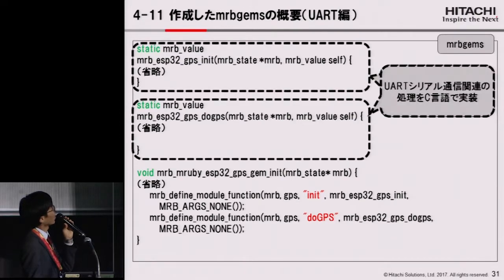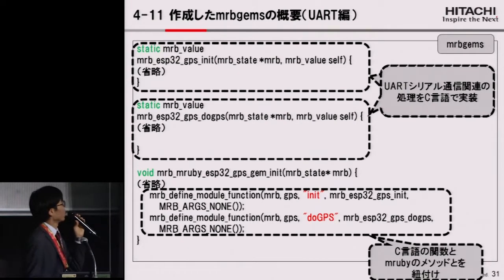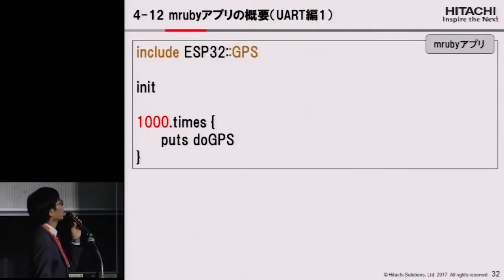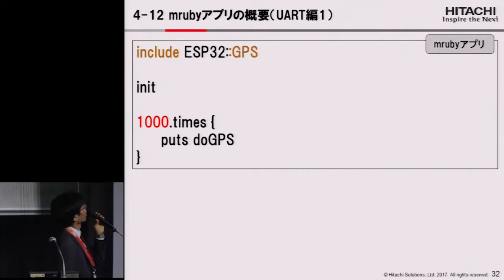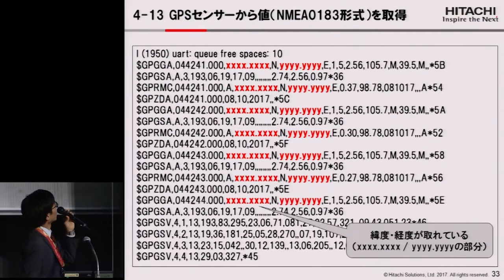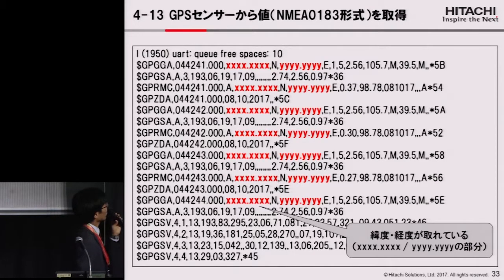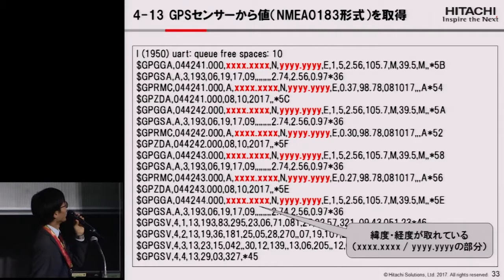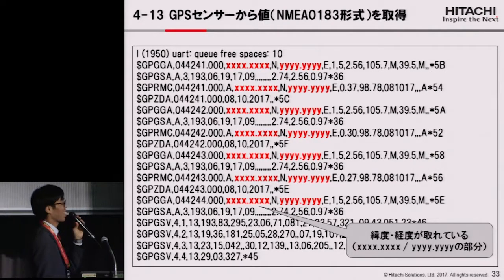We pay attention to memory, and the area circled by dotted lines should be paid attention to as well. Link the C language functions and the mruby methods, and then the mruby application. This is very simple. When you call this, now it is implemented. These are masked because it was my home, and I did not want everyone to know where I live. But this is the result we get.